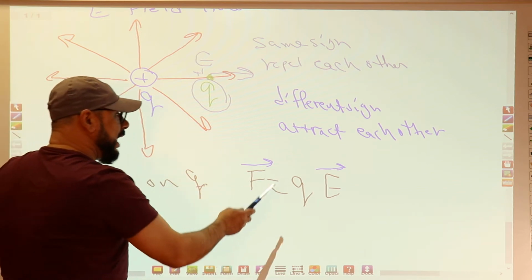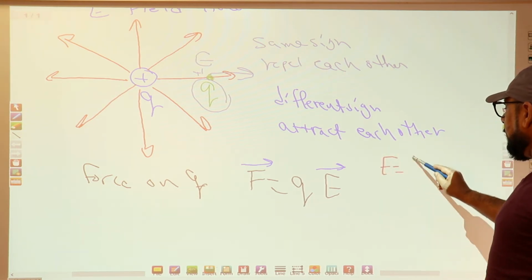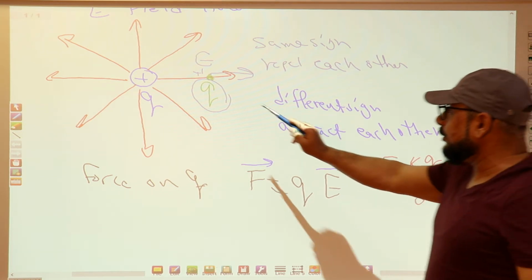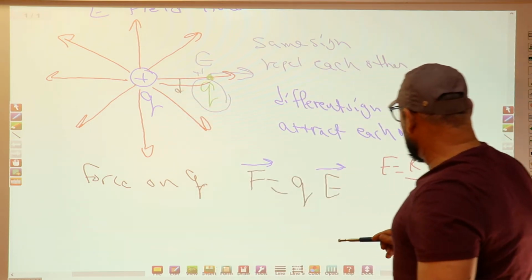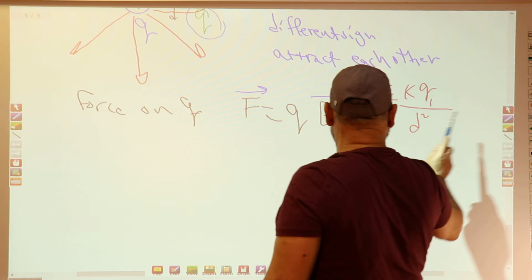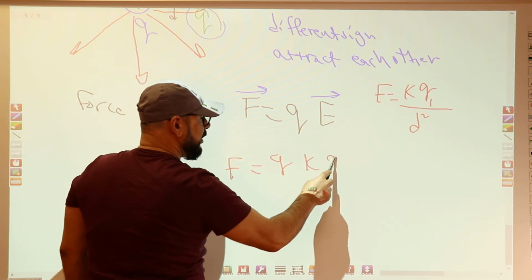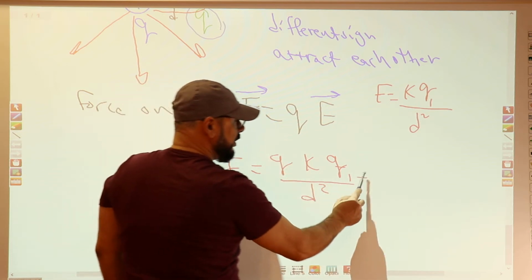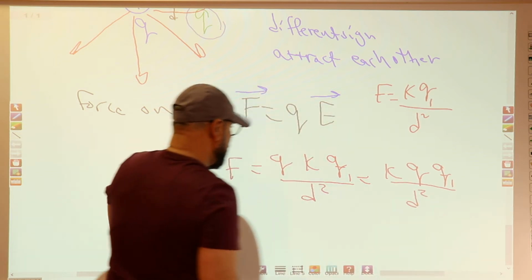Now, and the Q the charge. Now let us remember E, who remembers the value of E? E equals K Q1 over D squared. D is the distance from this point to this point. Now since I have F, then F equals Q K Q1 over D squared. Let us put the Q's together. F equals K Q Q1 over D squared.